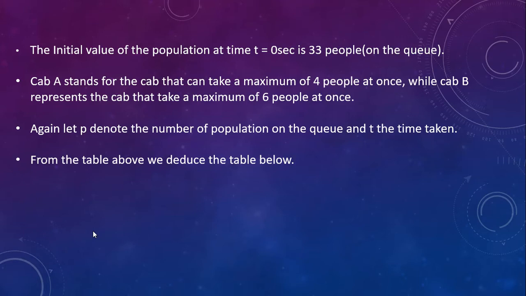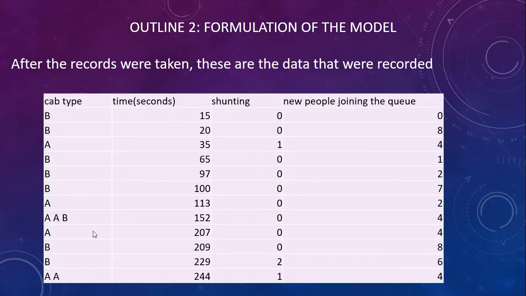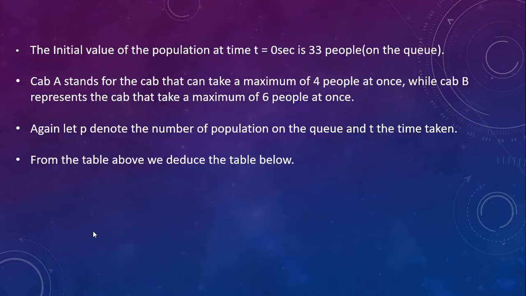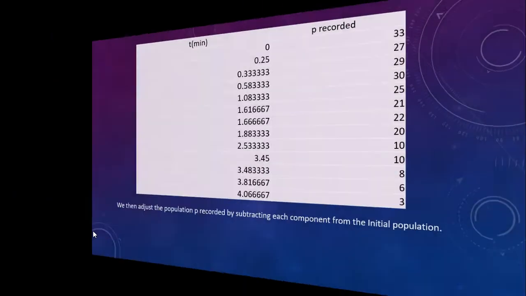Now, cab A stands for the cab that can take a maximum of 4 people. I've said that before. While cab B represents the cab that takes a maximum of 6 people at once. Again, let P denote the number of population on the queue and t the time taken. So from the table above, we deduce the table below.